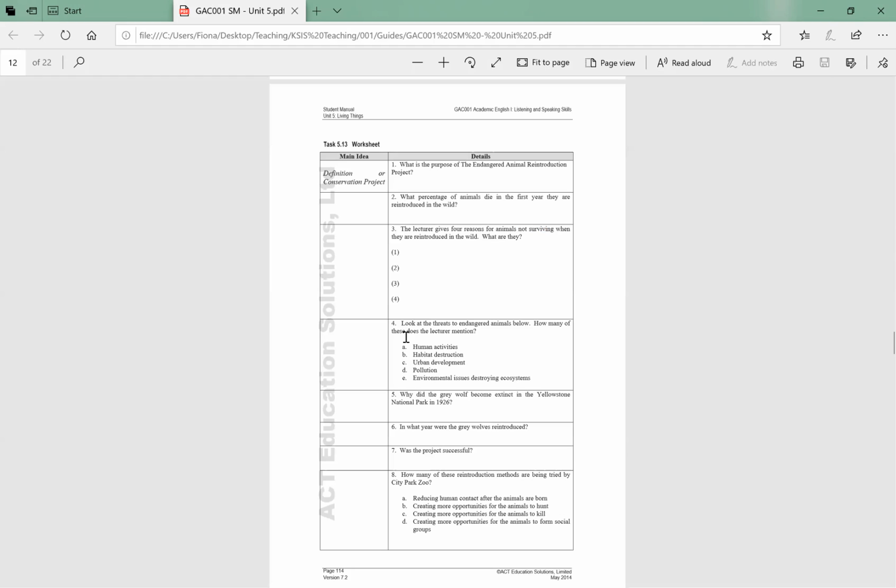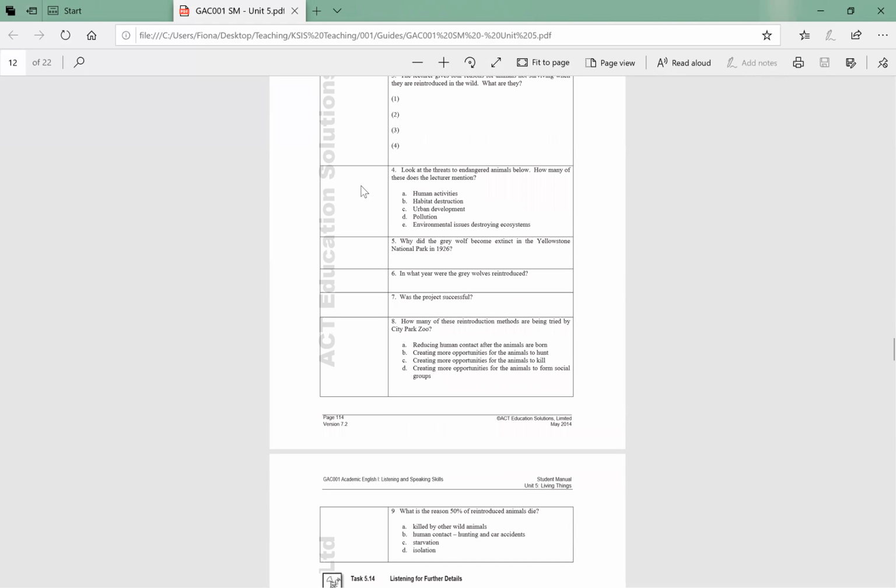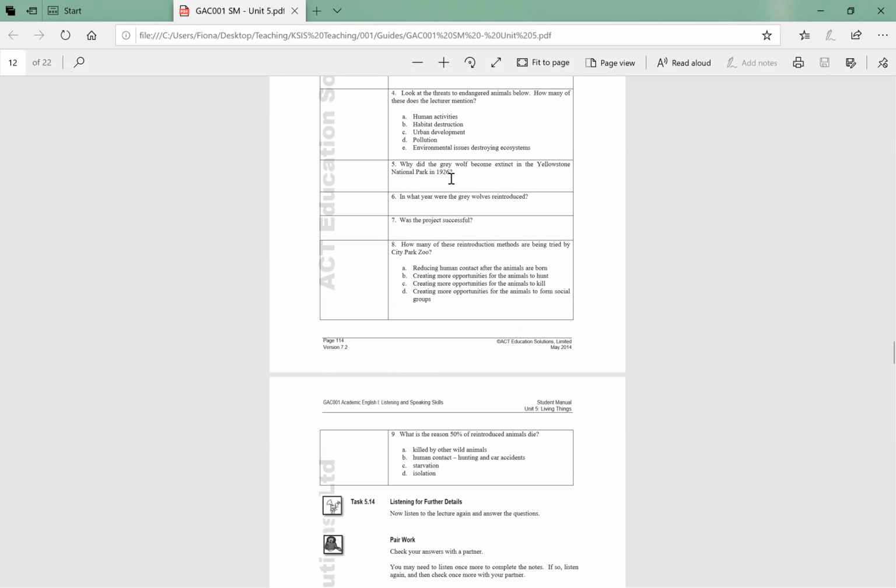The next question is, look at the threats to endangered animals. How many did the lecturer mention? What are the threats? This would fall into the main idea of causes. Next, we have, why did the grey wolf become extinct in the Yellowstone National Park in 1926? That would be example of success, because we're saying that they became extinct, but we were able to reintroduce them. What year were they reintroduced? Again, this would fall into example of success.